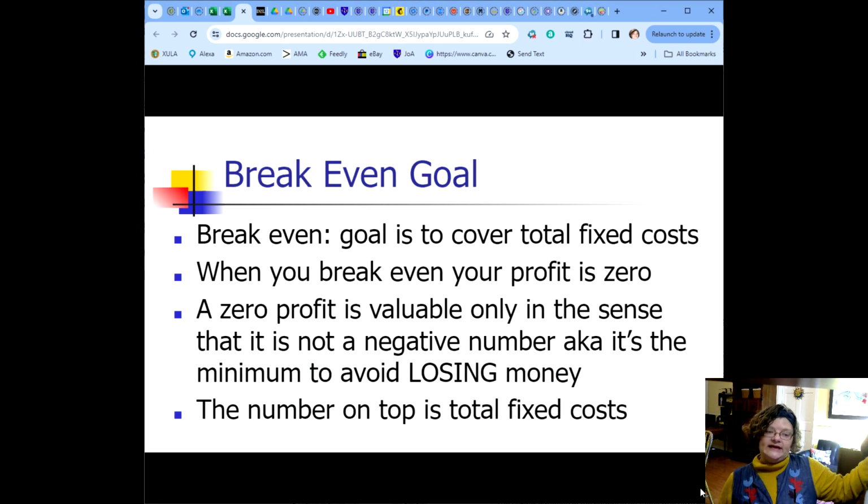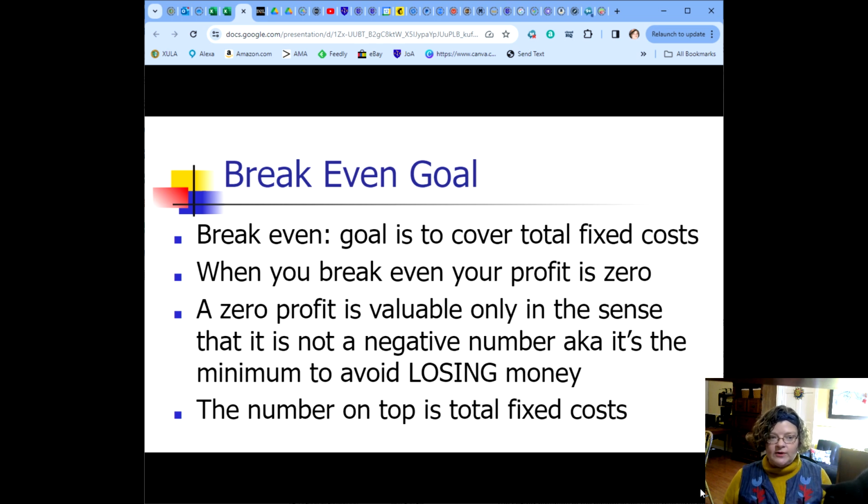Okay, so for break even, your goal is to cover your total fixed costs. And when you break even, your profit is zero. The zero profit is valuable only in the sense that it is not a negative number. It's the only reason we do it all the time in business, because we want to make sure we don't lose money. So before we go into some business venture, we often want to know what would be the minimum we'd have to sell to avoid losing money. And that will tell us whether we should go into this or not. You can estimate whether that is realistic.